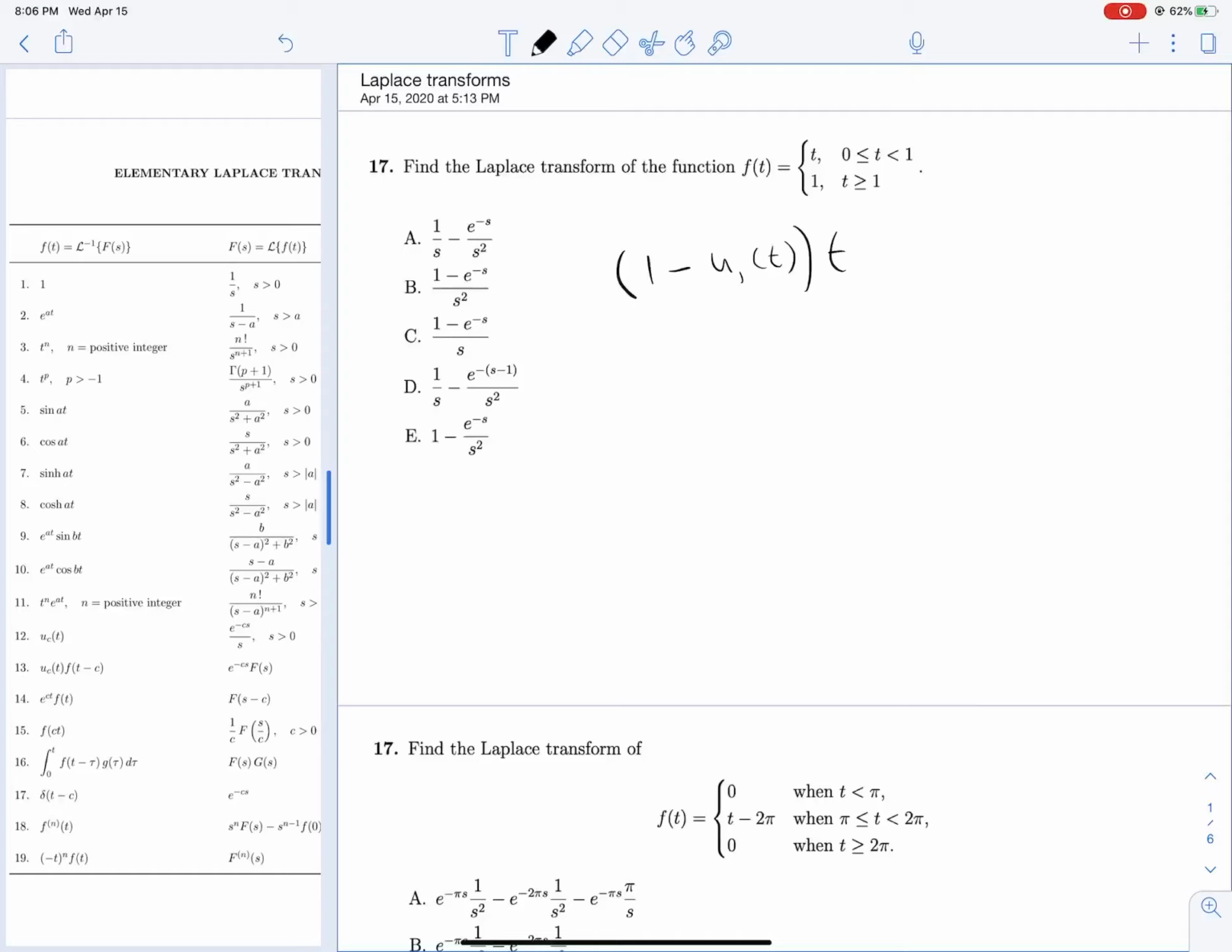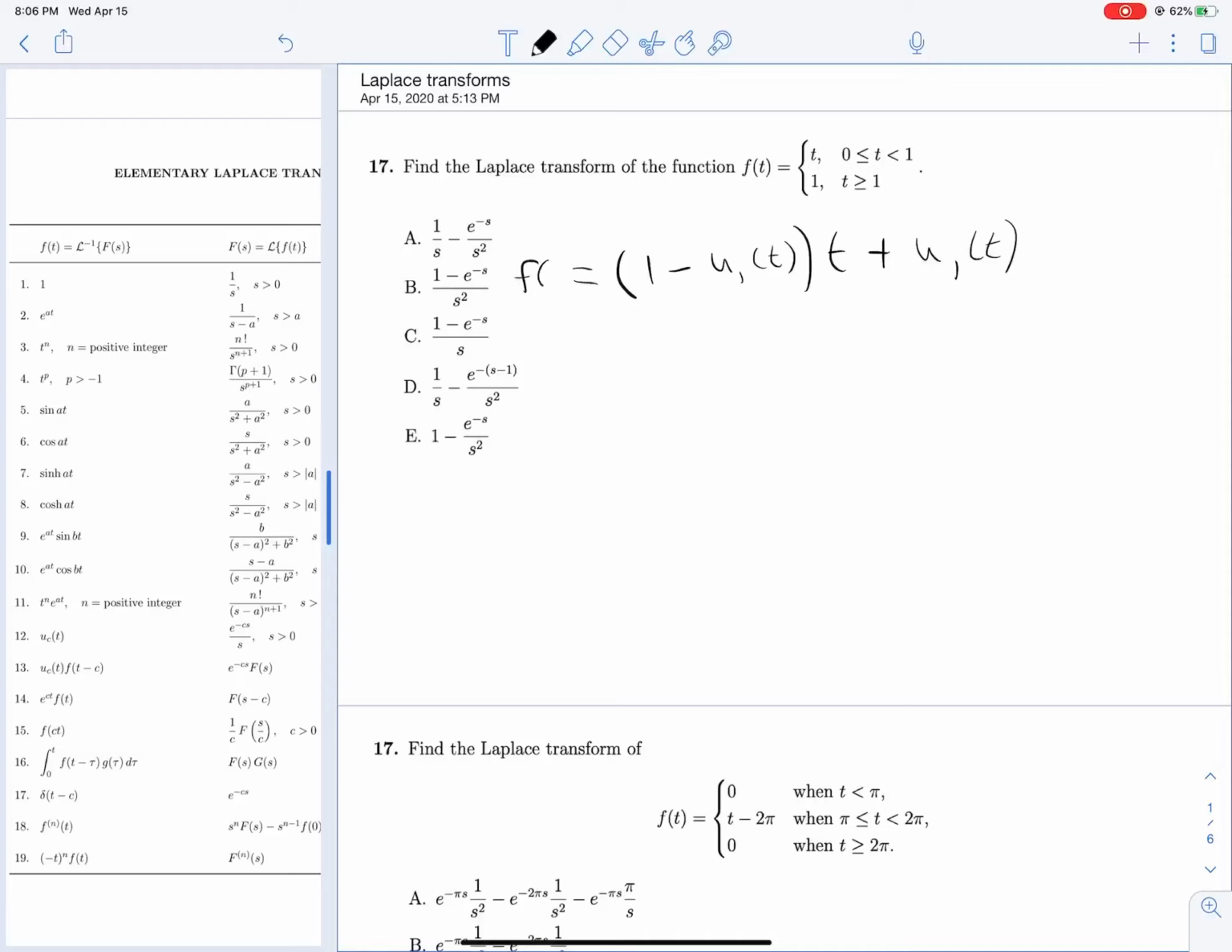So as long as t is not greater than 1, this whole bit will evaluate to 1, so we'll get our t. But the minute that t is greater than 1, this will be 1, so this evaluates to 0, and the whole thing will evaluate to 0, and all we need to add on top of that is plus u1 of t, just so that once we hit that value of 1, the function picks right back up as just being equal to 1.